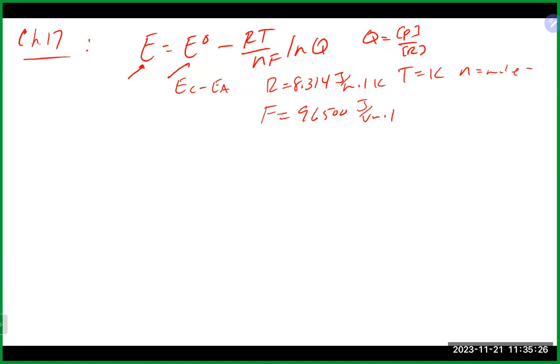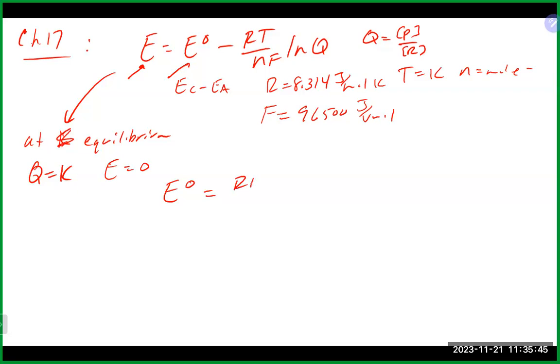We also saw that if we were at equilibrium, Q would equal K and E would equal 0. So that gives us the other equation that we were using. It looks something like this, and it's really just rearranging that equation. That's the one we want to use when we are dealing with anything that involves the equilibrium constant and a galvanic cell or E of the cell.